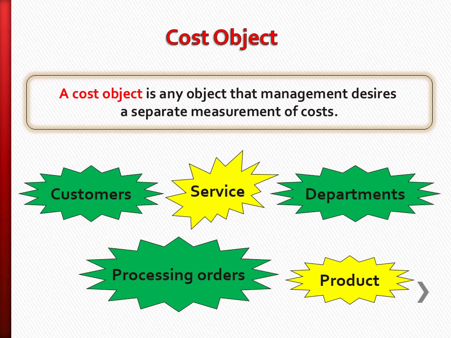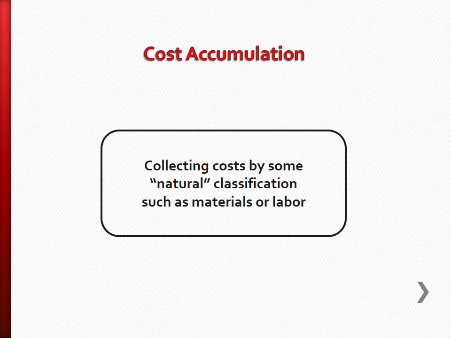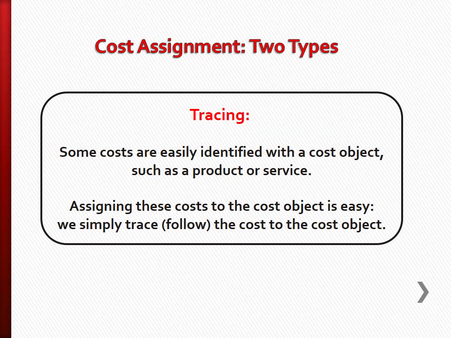We're simply not making a profit from servicing them. But there are other cost objects such as order processing. This could be the processing of sales orders from customers. That too can be a cost object. Cost accumulation: collecting costs by some natural classification such as materials or labor. And then cost assignment. In cost assignment, there are two different types. They sound similar, but they're very, very different.